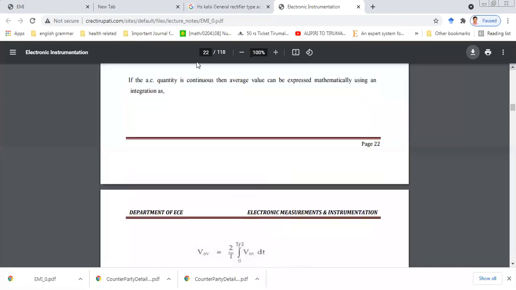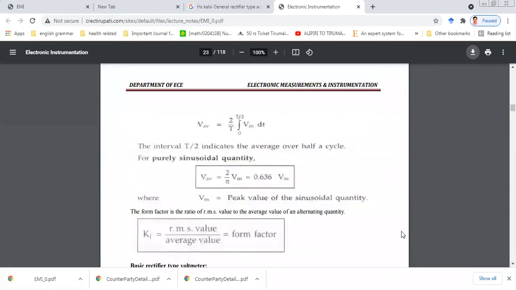If the AC quantity is continuous, then the average value can be expressed mathematically using an integration. That is, V average equals 2 by T times the integral from 0 to T by 2 of V in dt. The interval T by 2 indicates the average over a half cycle. For a purely sinusoidal quantity we have 0.636 Vm, where Vm is the peak value. From that we can calculate the form factor. Form factor is the ratio of the RMS value to the average value of an alternating quantity.